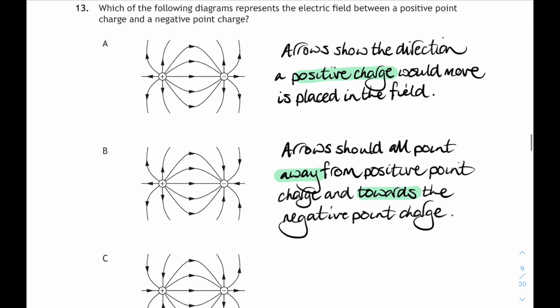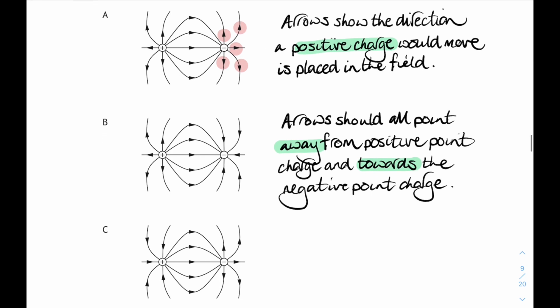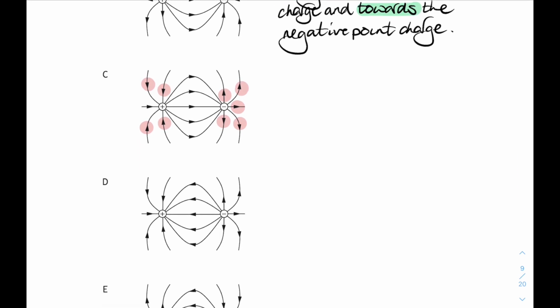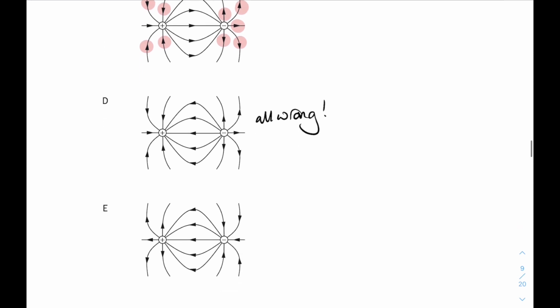So bearing these two things in mind then, let's have a look at these diagrams one at a time. In diagram A then, well, these arrows are pointing away from the negative charge, so they are incorrect. They should be pointing towards it. In diagram B, it all looks pretty good, but let's check the other ones anyway. Diagram C, these arrows are pointing the wrong way, so are these ones. And diagram D, in fact all of them are the wrong way around, and in diagram E it's the central arrows that are all pointing the wrong way.